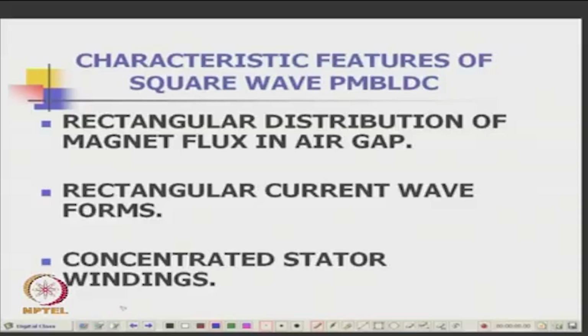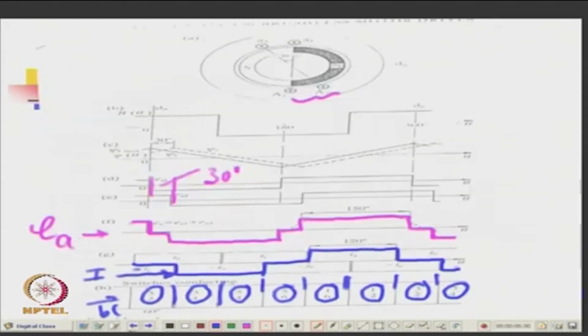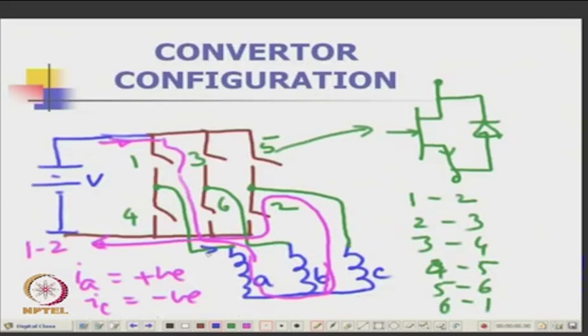I am just giving a simplistic view of a square wave brushless DC motor and how the switching can be done to ensure that current that is fed, after all you are feeding a current through the converter. This is the current that you are feeding here through the converter. Okay. Current is flowing through these windings, etc. Okay.